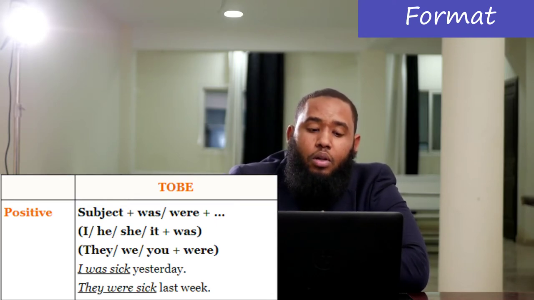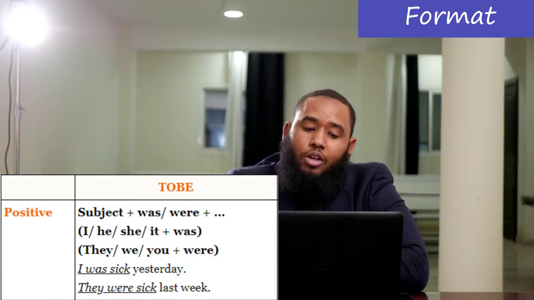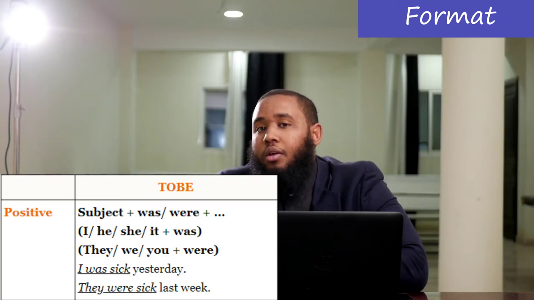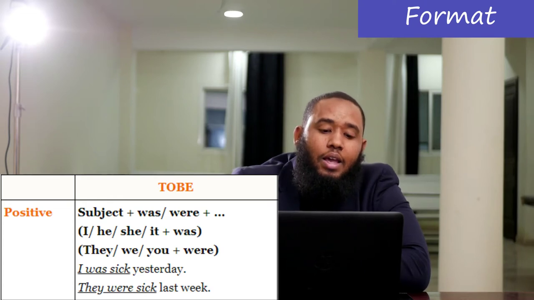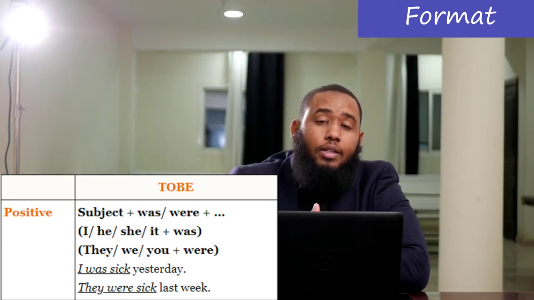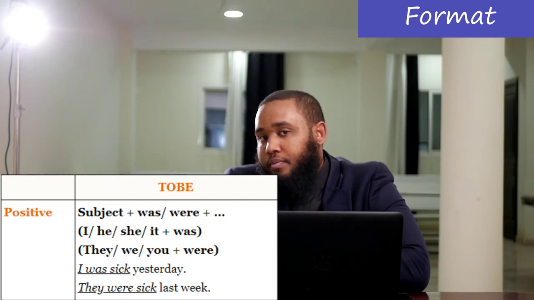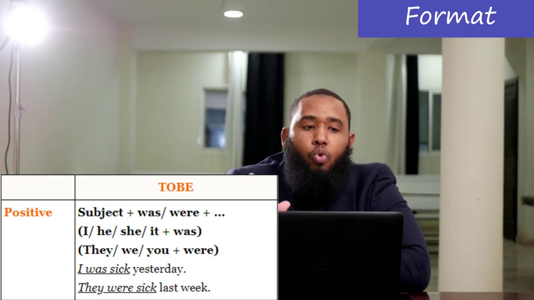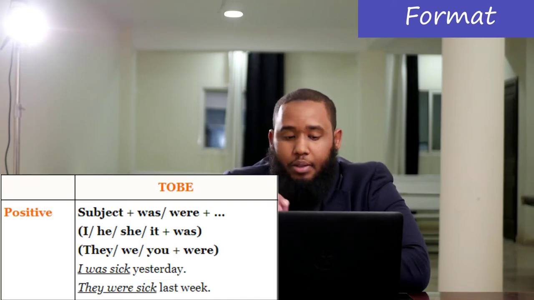So for example, they were sick last week. We can't say they was sick last week. So the words I, he, she, and it will always be followed up with was. The words they, we, and you will always be followed up with were in the past simple tense.